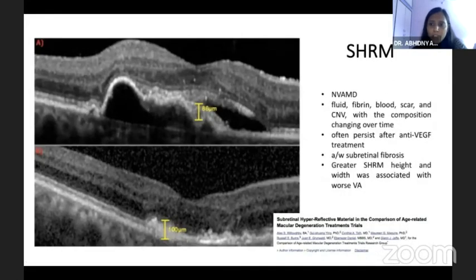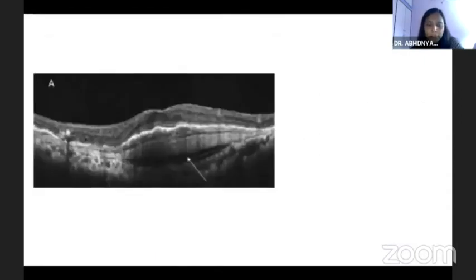Further changes could be associated with SHRM, that is subretinal hyperreflective material, which is usually seen in neovascular AMD and often persists after anti-VEGF treatment. The composition varies with time and is usually composed of fluid, fibrin, blood, and choroidal neovascular membrane. The greater the height of the SHRM and the greater the width, the poorer is the visual prognosis.